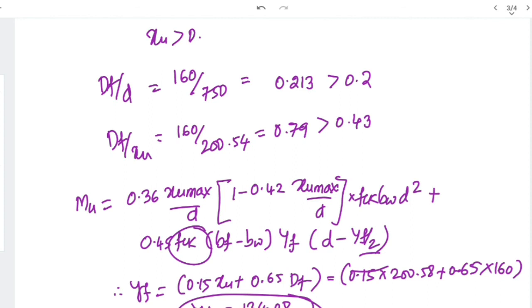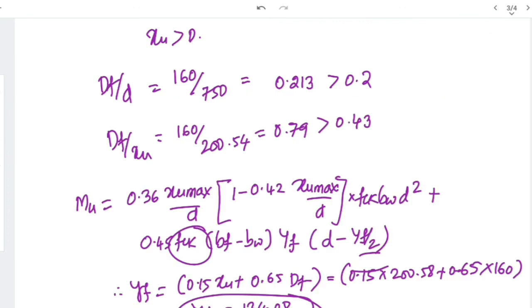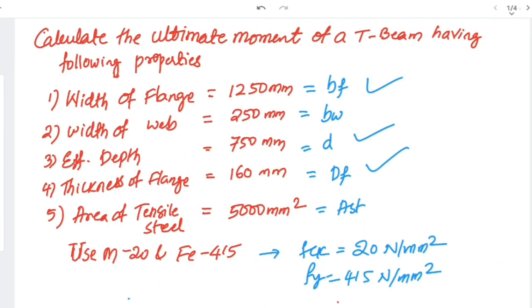YF is equal to how much? 134.08. So 134.08 divided by 2. When you solve this one, you will be getting the value of Mu is equal to 1064.16 kilonewton meter. This is all about the analysis of T-beam. That is the fourth case.